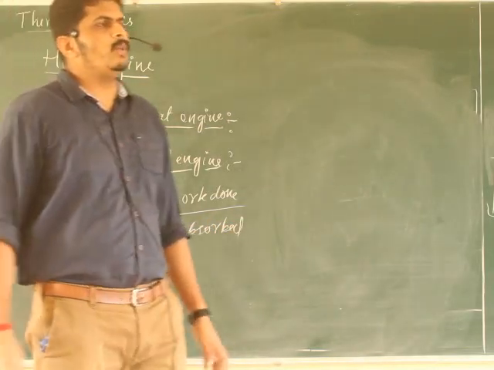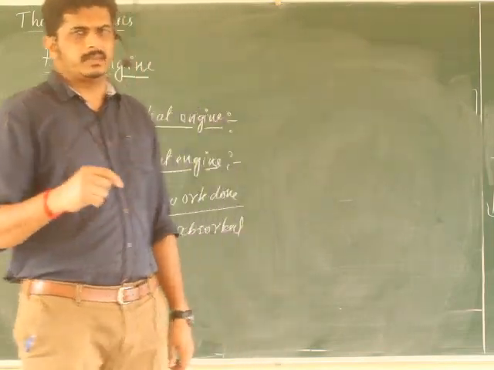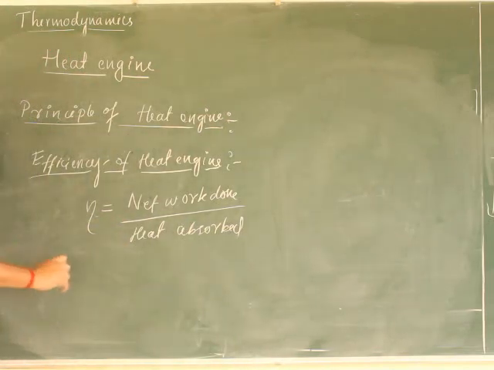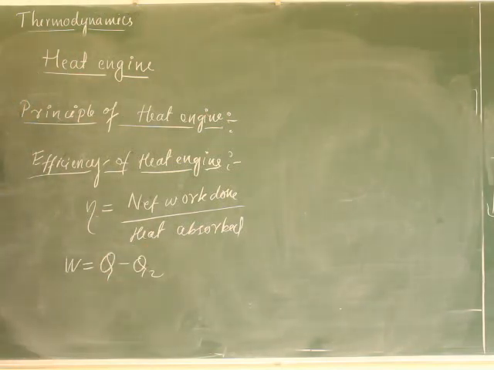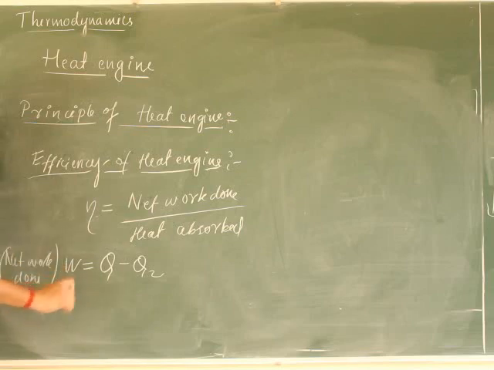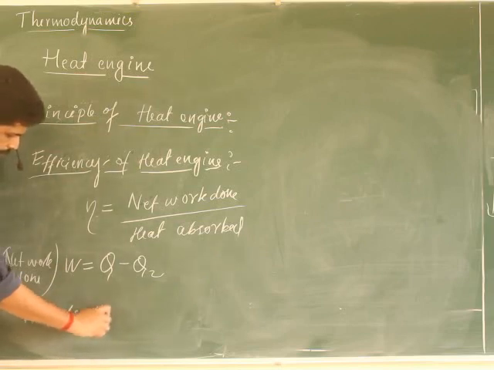Net work done means how much energy is consumed to do external mechanical work. So net work done we can take W is equal to heat supplied minus heat utilized. Heat absorbed means initially how much heat is supplied. It is also Q1.